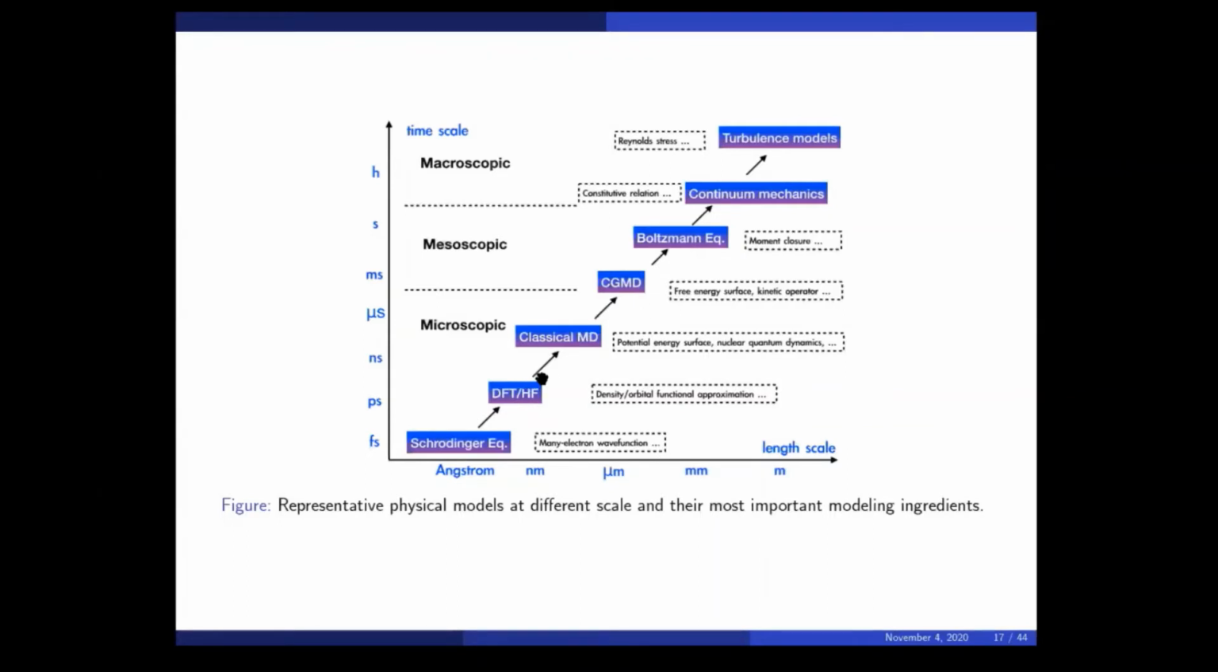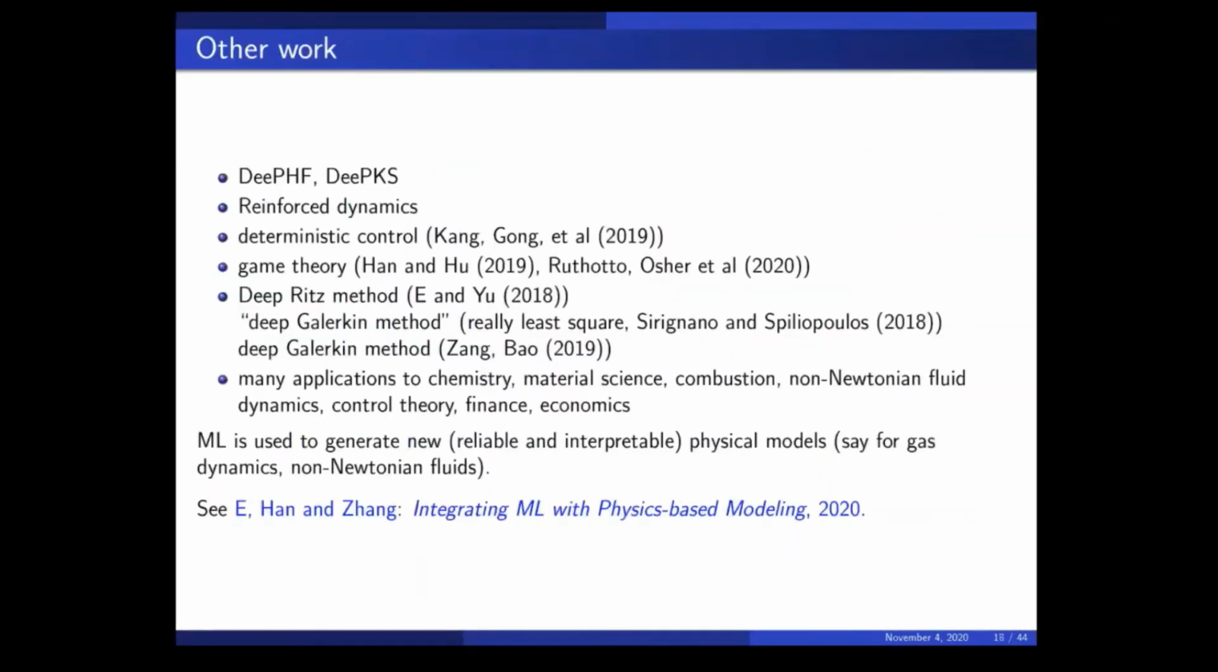So now, machine learning has given us new hope. It seems like machine learning has been the missing tool in order to realize the dream of multi-scale modeling. Lots of other progress has been made developing machine learning-based algorithms for computational science, scientific computing. Again, I'm going to skip them.